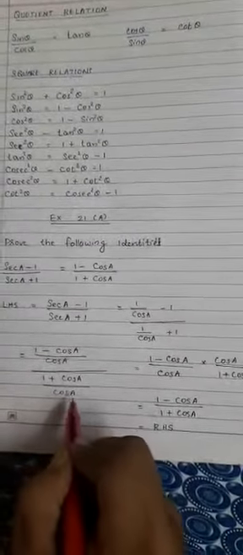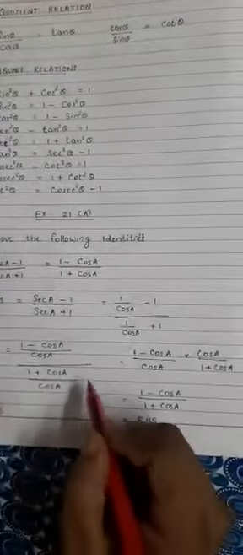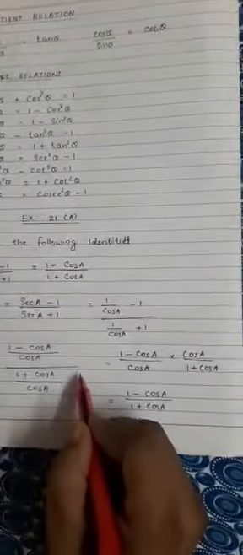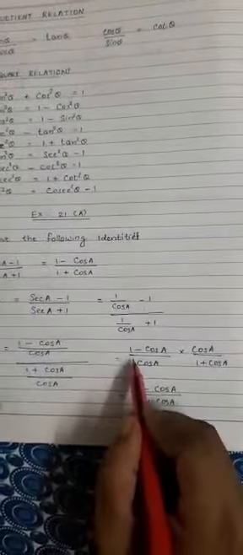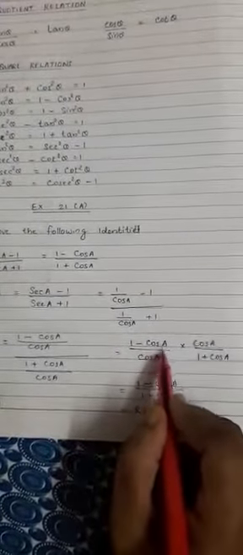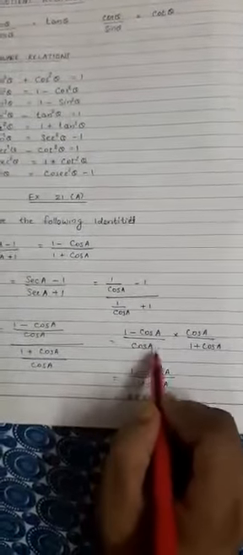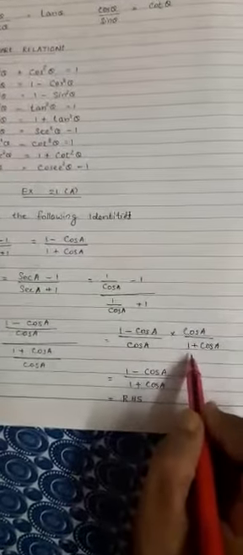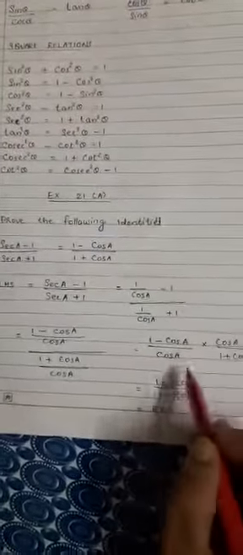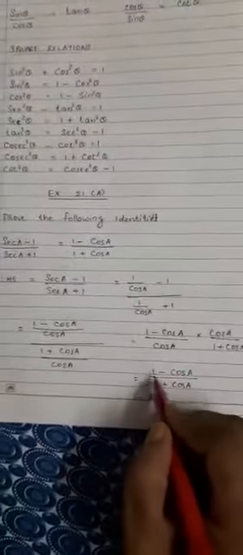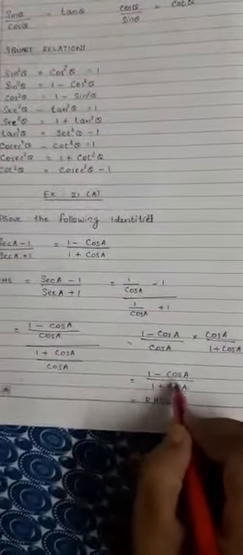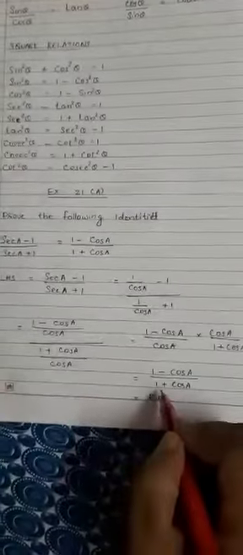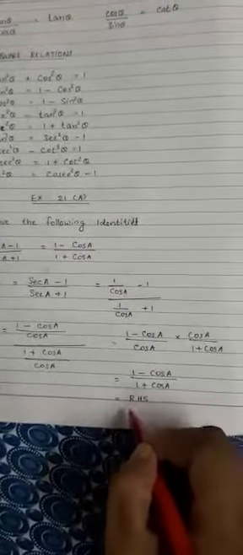You know fractions division is equal to take the reciprocal and multiply. So it becomes 1 minus cos A divided by cos A into cos A divided by 1 plus cos A. Cos A cancels. So the answer is 1 minus cos A divided by 1 plus cos A. That is equal to RHS.